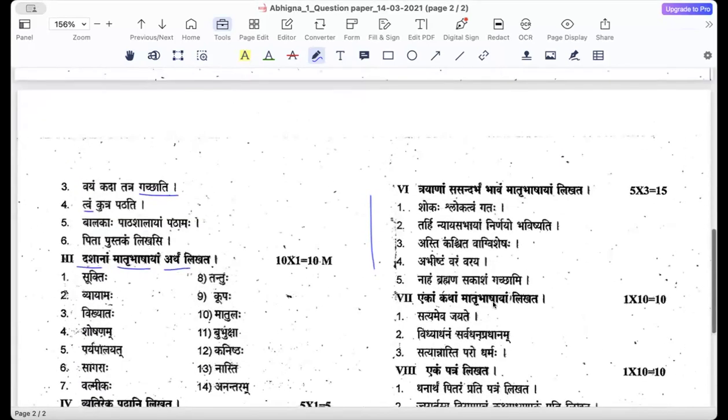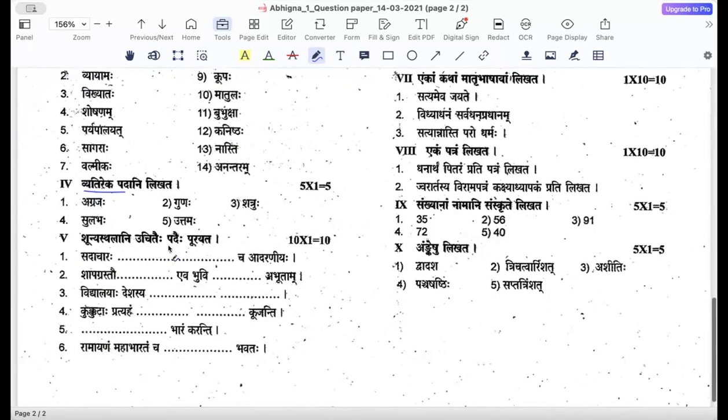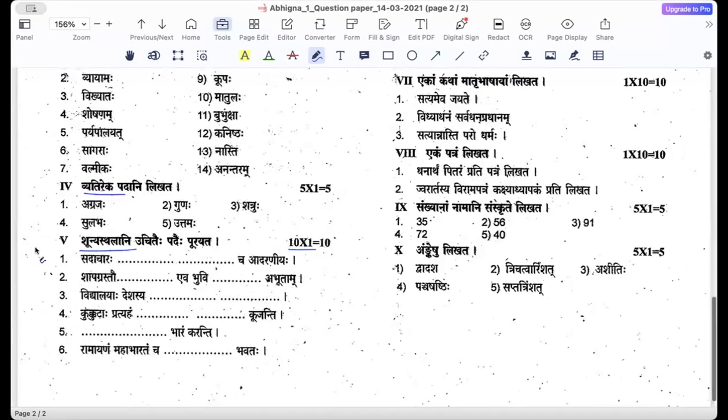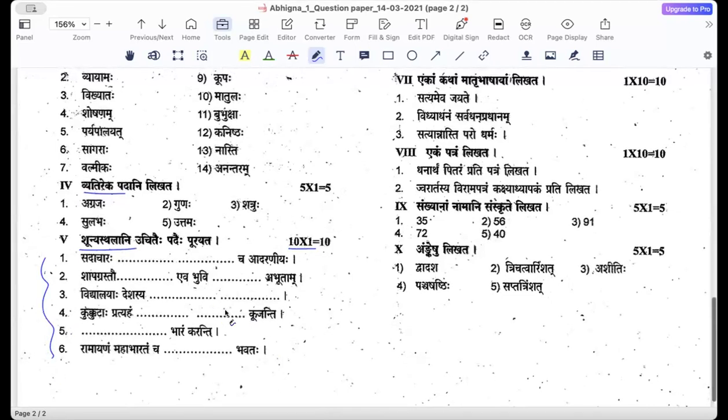The next one also, you don't have a choice. If you see Shunya Sthalani Uchitaihi Padaihi Purayata, it is given 10 marks and 6 sentences are here, which means you are expected to do all of those 6 and they will mark you 10 somehow for what you have written. There are 4 blanks extra here. This is from the lesson, so they expect the actual words in the lesson to be here.